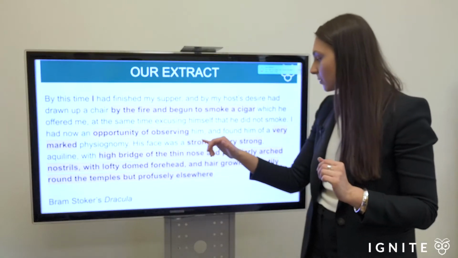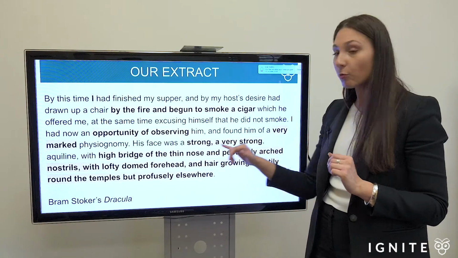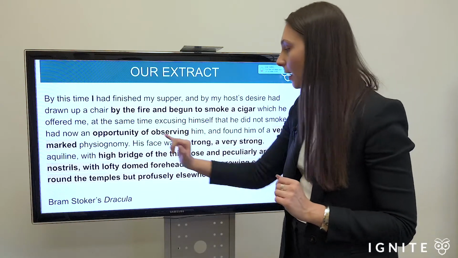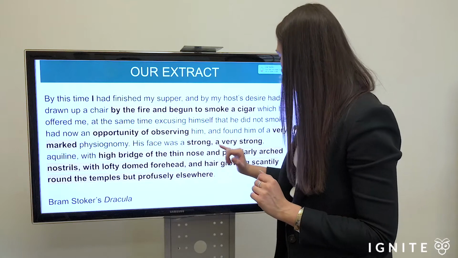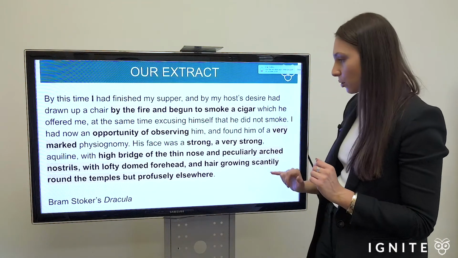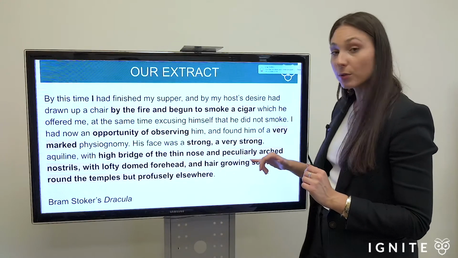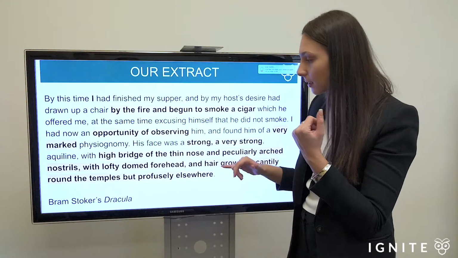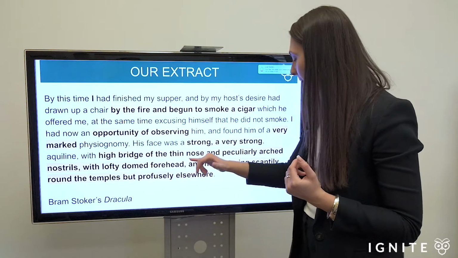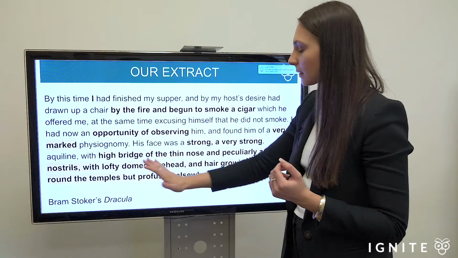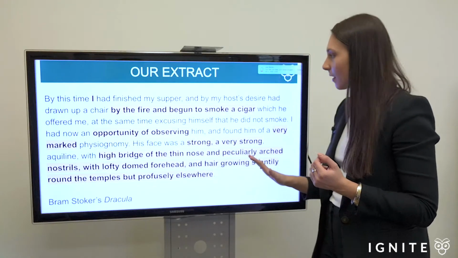His face was a very strong, repetition there, reinforcing the strong nature of his face, aquiline, with high bridge of the thin nose and peculiarly arched nostrils. So again here, visual imagery is being used to convey the appearance of the Count, with lofty domed forehead and hair growing scantily round the temples, but profusely everywhere else. And the imagery is continuing there too.